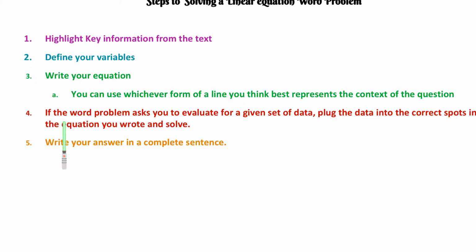And then if the word problem asks you to evaluate for a given set of data, you plug the data into the correct spots of the equation that you wrote and solve. And then finally, you write your answer as a complete sentence, identifying whatever it is asking you to, using units and complete sentences. So these are the key points. You should pause the video right now so that you can write these down in your notebooks so that you can have them for your future use.